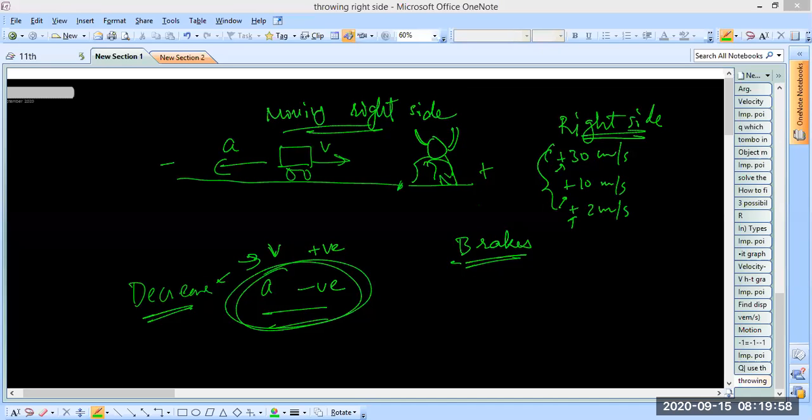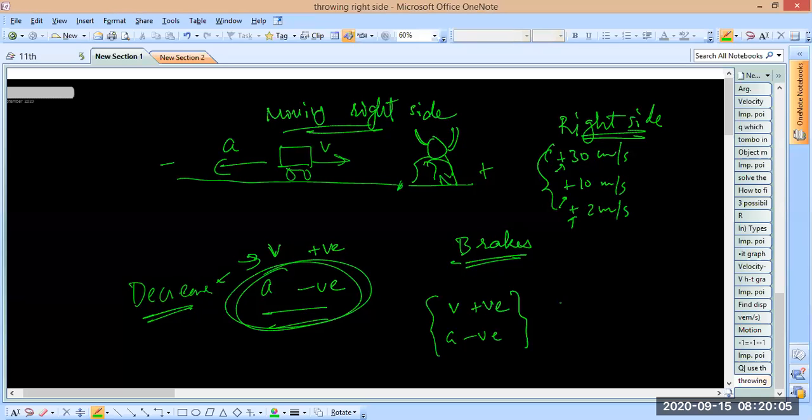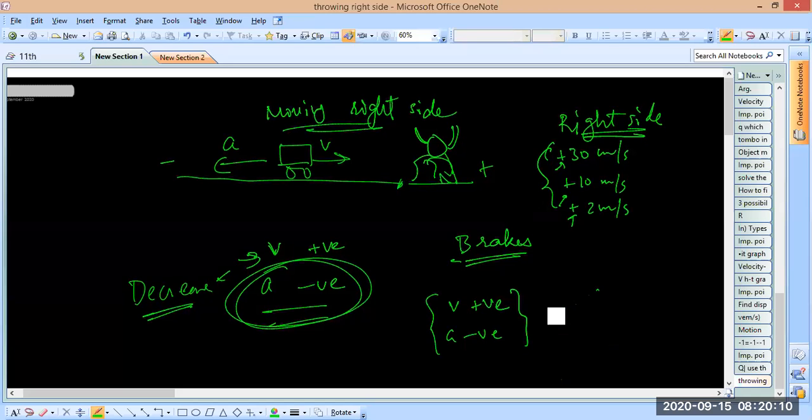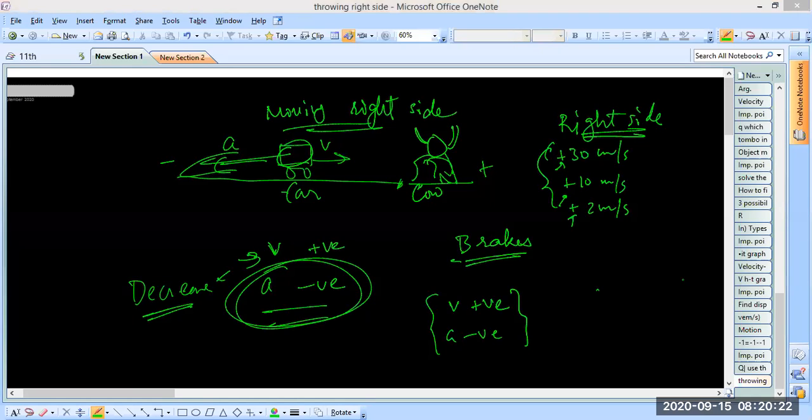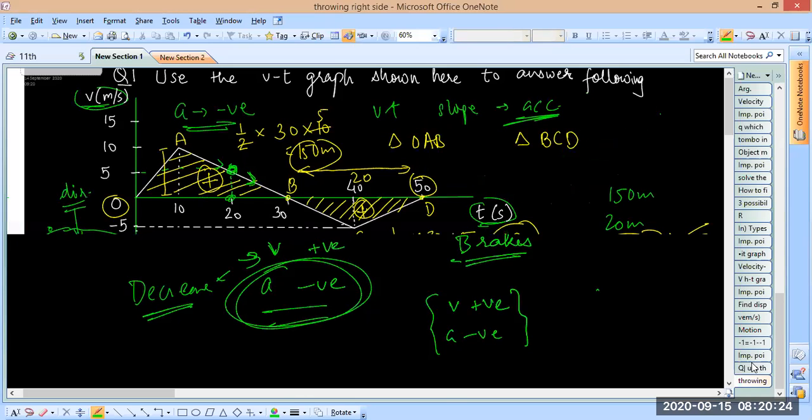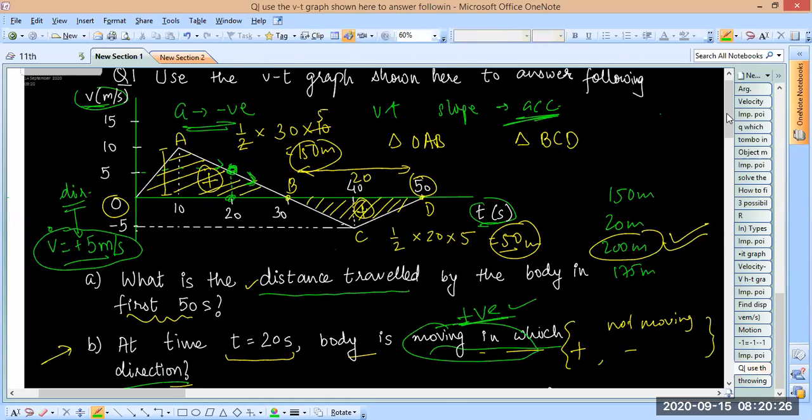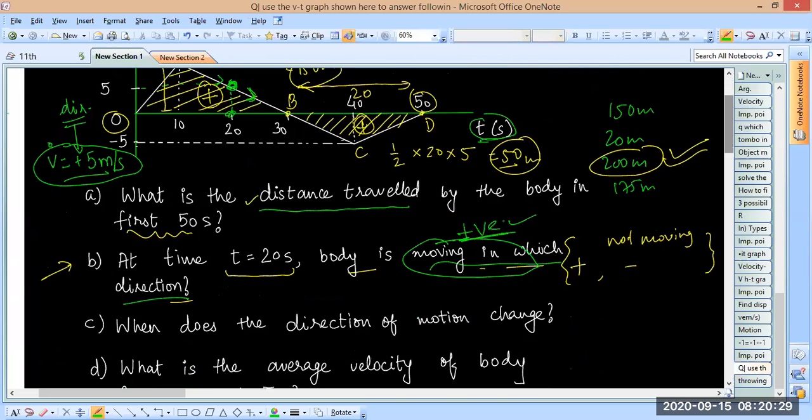All right. So I hope you have understood a situation where velocity is positive and acceleration is negative. That does not mean the object is moving towards the left side. It is not that the car runs away, goes back, because there is a cow. So I hope you understand the situation that we have here. The object is moving towards the right side, or positive side, but the acceleration is negative.